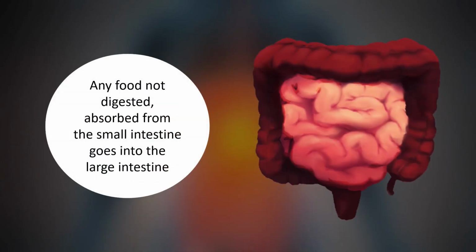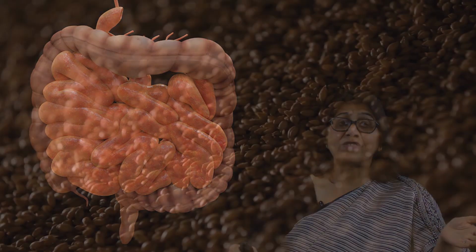So any food which is not digested or absorbed from the small intestine then goes into the large intestine. And interestingly, no enzymes are present in the large intestine. So whatever digestion and absorption had to take place has taken place in the small intestine. And thereon, whatever is left, for example, you learned about fibers earlier in your session.